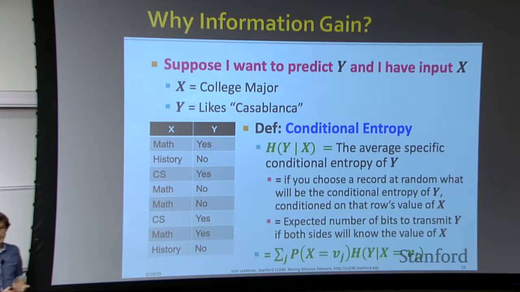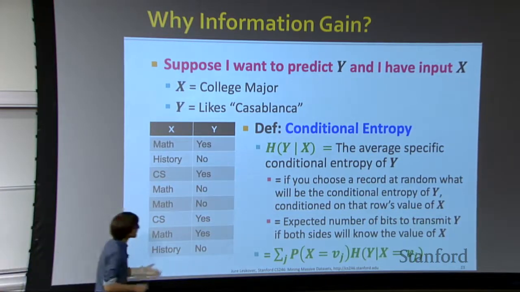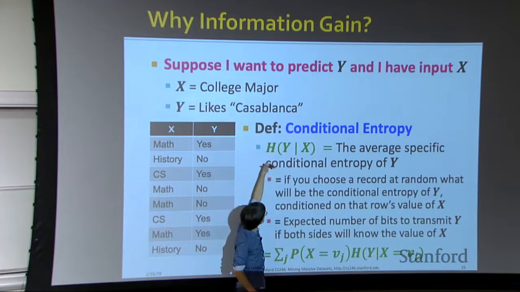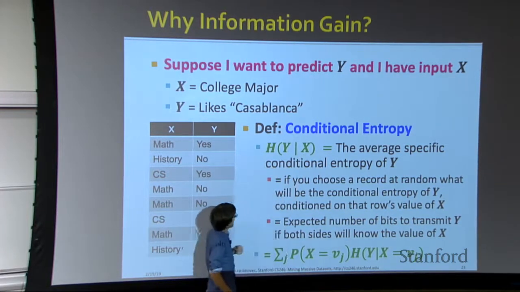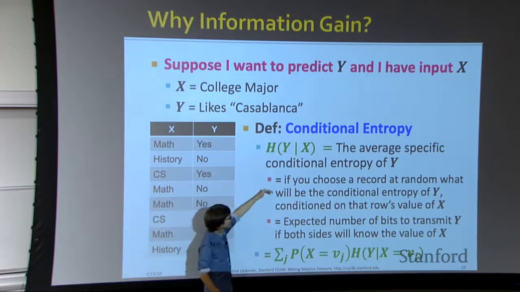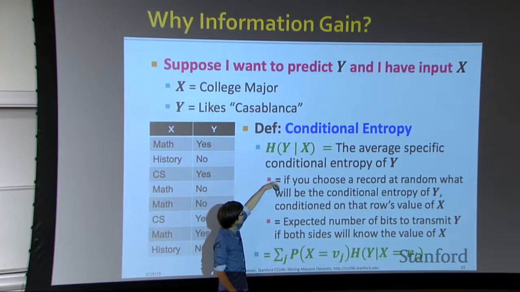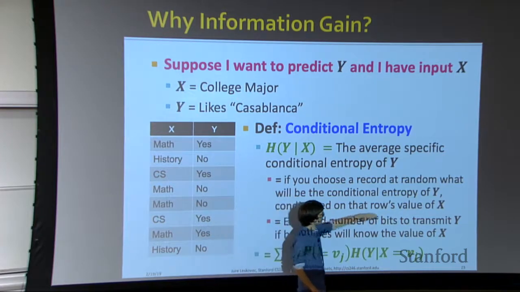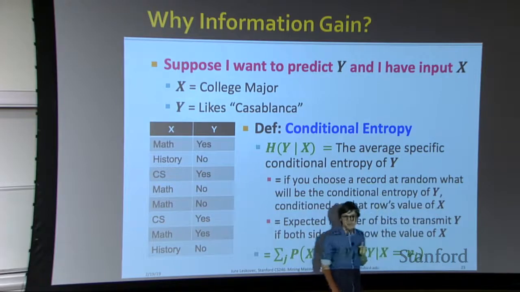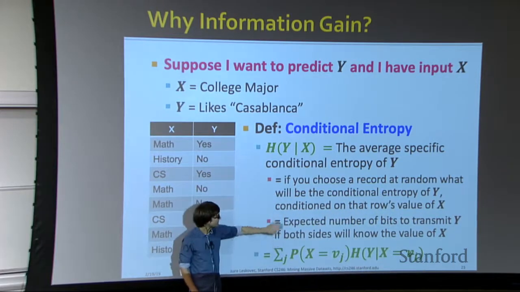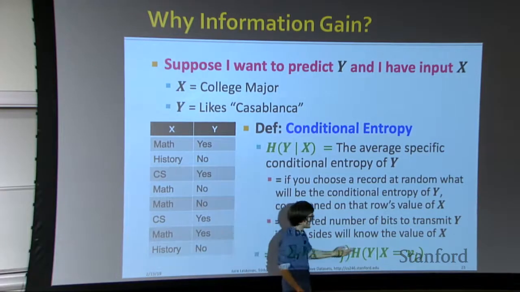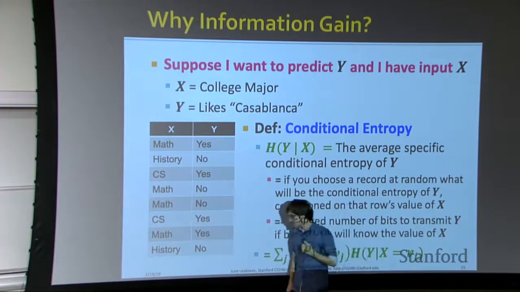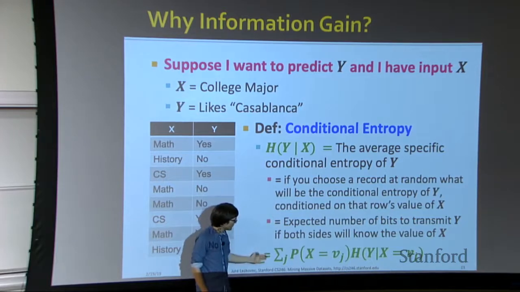Now I need to define what is called a conditional entropy. Conditional entropy is the average of specific conditional entropies over the domain of X. So the idea is, if you choose a record at random, that will be the conditional entropy of Y, conditioned that the row's value that you selected has a value X. So this is the expected number of bits Y to transmit if both sides know the value of the attribute X. So how you compute it is here.